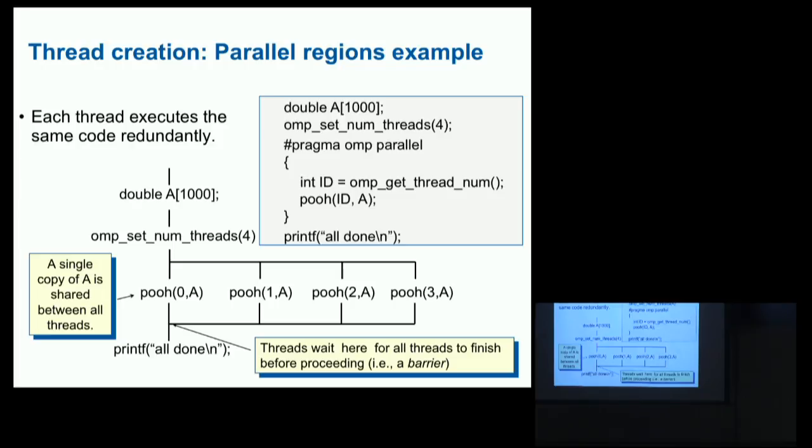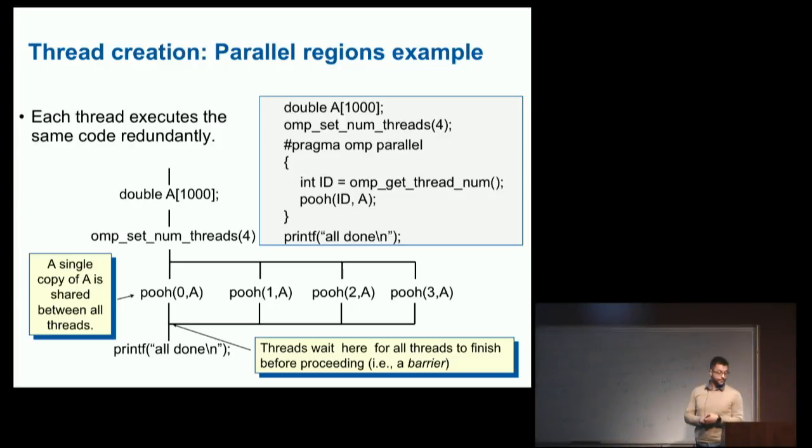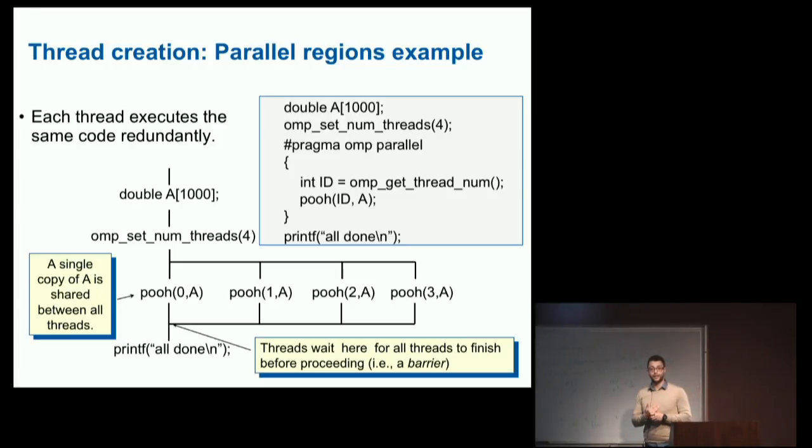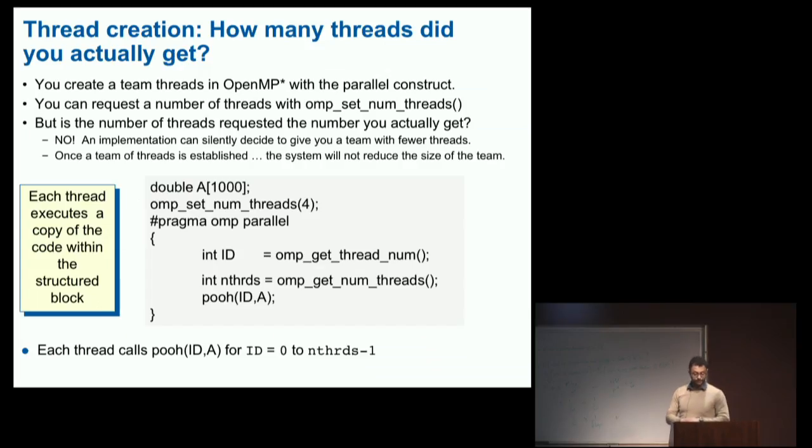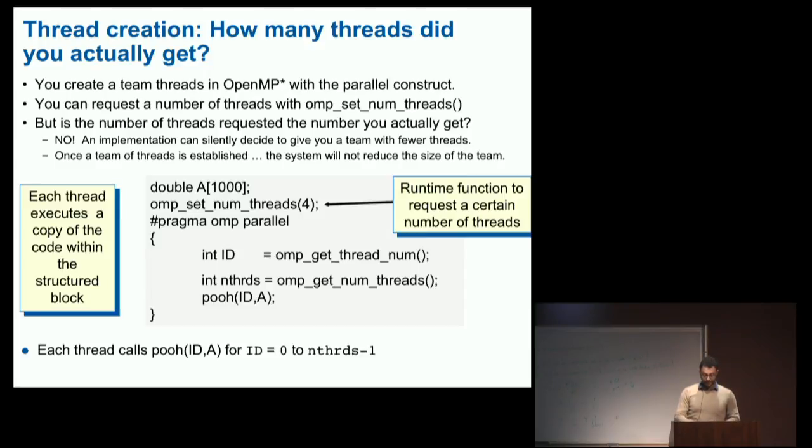And that's true for pretty much all work sharing constructs. All the parallel regions have an implicit barrier. We'll get to that later again. So how many threads did you get? I talked about all of this so far. There is an internal number by default by the implementation. You can change it two ways. I said set num threads is one way, and setting the environment variable is another way.